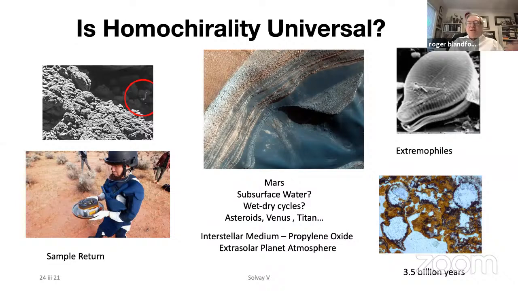One of the developments in this business is that propylene oxide, which is a chiral molecule, although it's not been shown yet to exhibit chirality, has been found in the interstellar medium. That's a first. And then, of course, there are possibilities with extrasolar planet atmospheres, which are being explored and will be explored much more by the James Webb Space Telescope.